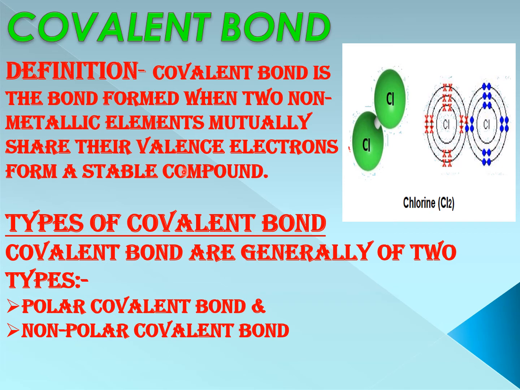Now, an example is cited over there. One atom of chlorine, another atom of chlorine. That is, there are two atoms of the same element, chlorine. They are sharing one pair of electrons, so they form a single covalent bond. If two electron pairs are shared among the combining atoms, double covalent bond. If three electron pairs are shared, triple covalent bond. So now we have types of covalent bonds. They are generally of two types, polar covalent and non-polar covalent bond.